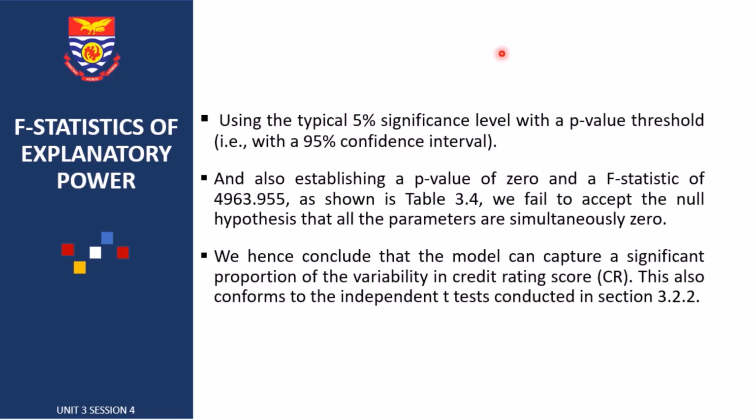Using the typical 5% significance level with a p-value threshold, that is with a 95% confidence level, we are saying that we have 95% confidence that our model or our test statistic is significant. And also, establishing a p-value of 0 and an F statistic of 4963.955, which was the F statistic that we achieved in our table 3.4, then using all these diagnostics, we reject the null hypothesis that all the parameters are simultaneously 0.